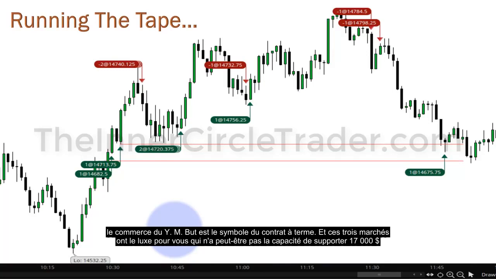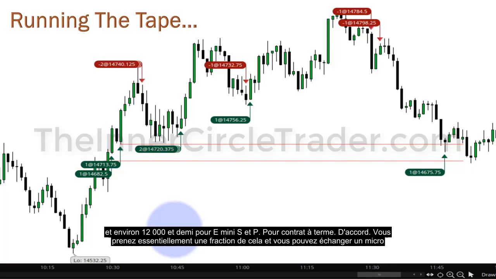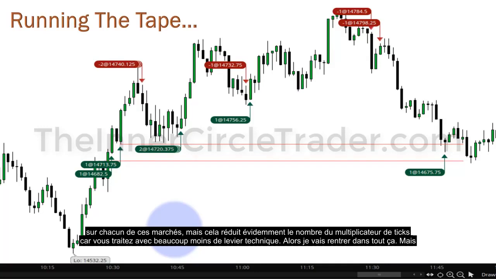And these three markets have the luxury for you that may not have the capability to put up to like $17,000 margin if you were going to trade one full contract of the NASDAQ futures. Most brokers, unless you're using a discount broker, are going to require you to have deep pockets in the sense that you're going to have about $17,000, and about $12,500 for an E-mini S&P full futures contract. Okay, you take basically a fraction of that, and you can trade a micro on each one of these markets. But obviously, it reduces the number of the tick multiplier because you're trading with a lot less technically leverage.